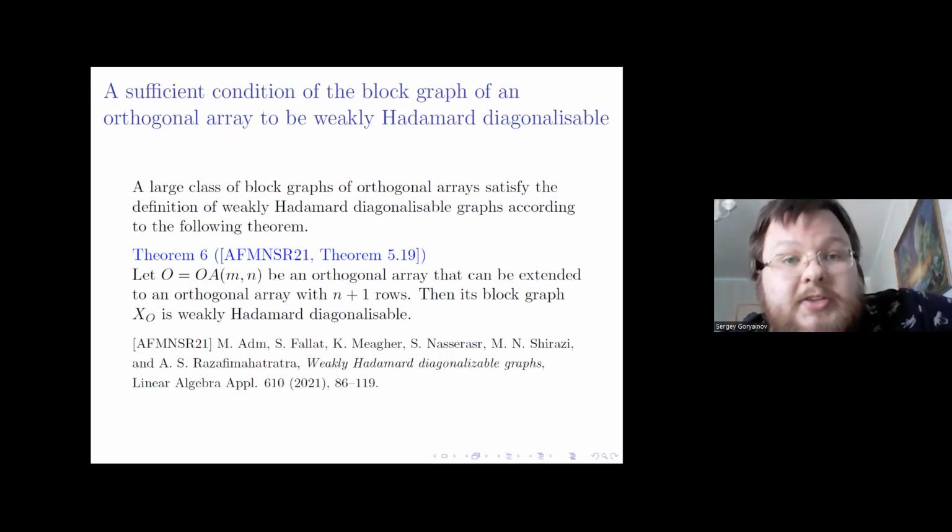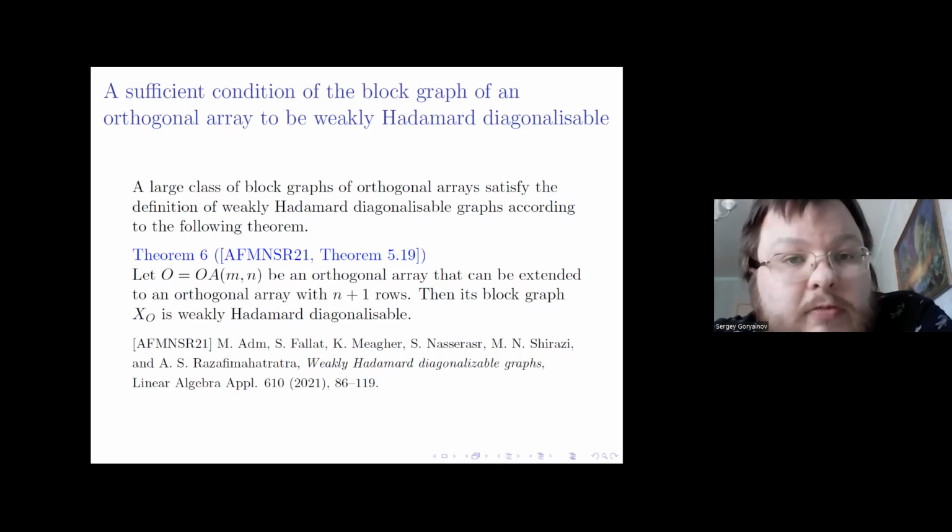And let us present a sufficient condition for the block graph of an orthogonal array to be weakly Adamar diagonalizable, which was given by Adamar and co-authors. So a large class of block graphs of orthogonal arrays satisfy the definition of weakly Adamar diagonalizable graphs according to the following theorem. Let O be an orthogonal array, OA(M, N), that can be extended to an orthogonal array with N+1 rows. Then its block graph X_O is weakly Adamar diagonalizable.